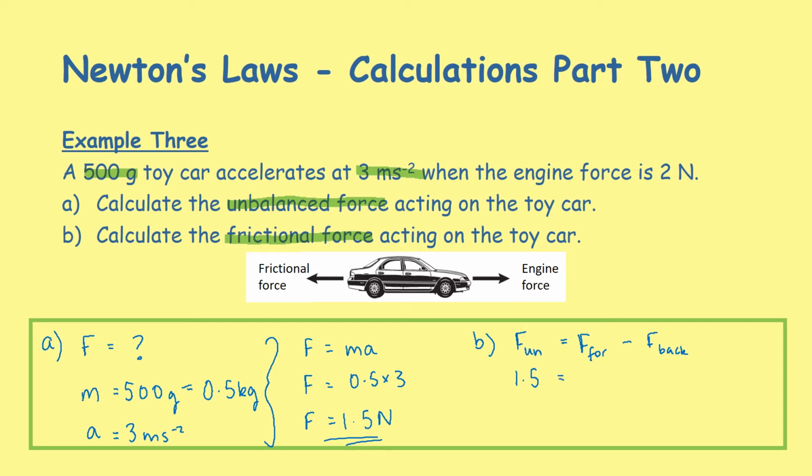Our force forwards is the engine force. We can see this is given in the question, that's 2 newtons, and our force backwards is what we want to calculate. That's our frictional force. So 1.5 equals 2 minus our force backwards. Now we can rearrange this, and so our force backwards is going to equal 2 minus 1.5, and so our frictional force is equal to 0.5 newtons.